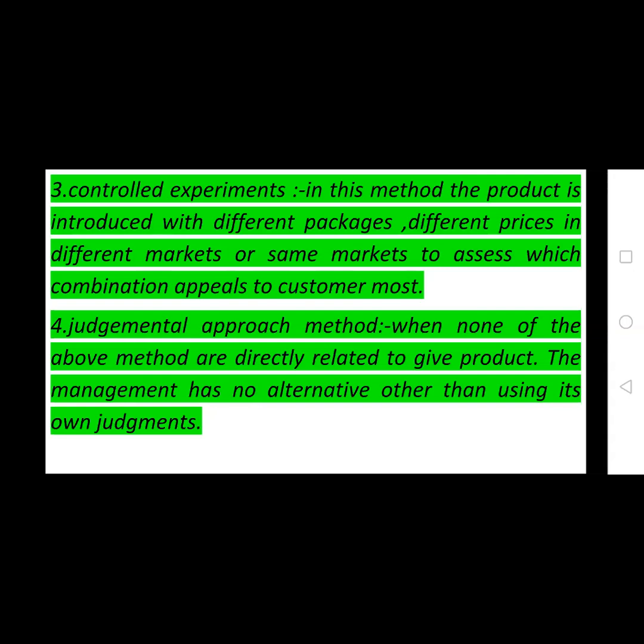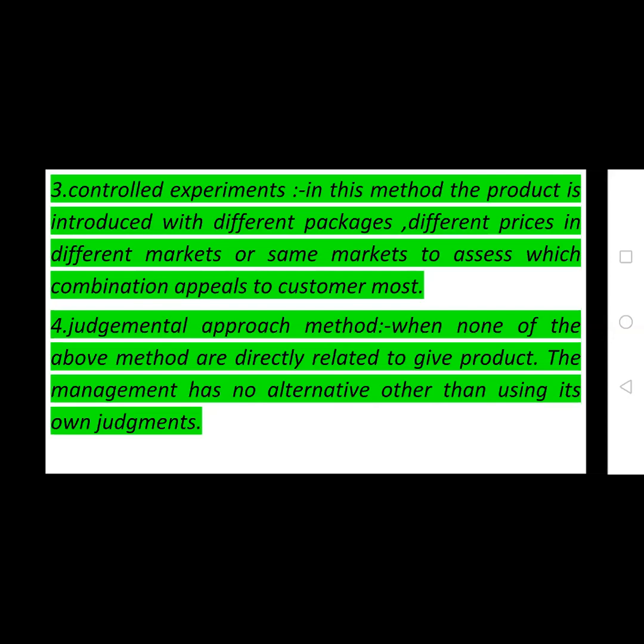And the last method is the judgmental approach method. The last method in other methods is the judgmental approach method. When none of the above methods are directly related to the given product, the management has no alternative other than using its own judgment. That is, if all the above methods, like statistical survey, expert opinion, test marketing, do not give the correct information, and the company has no time and is not ready to spend money on all these methods, then in these situations the management gives the final judgment.